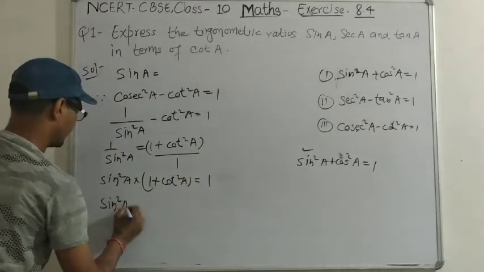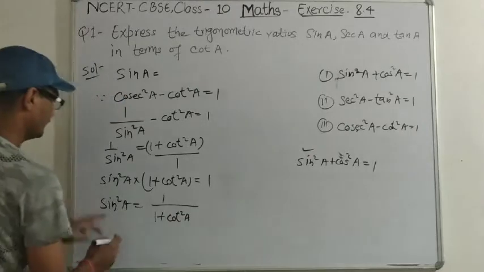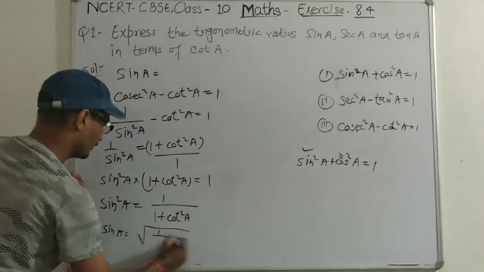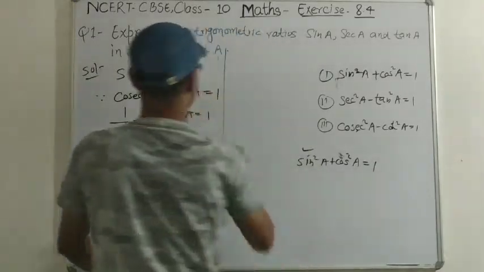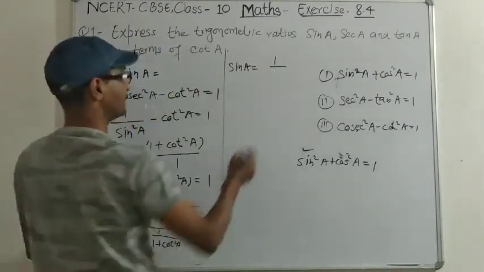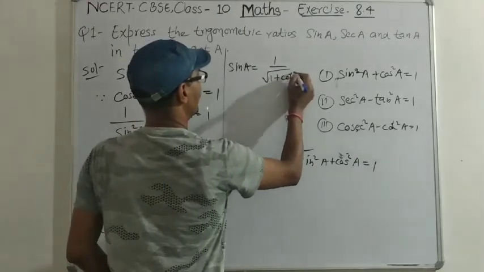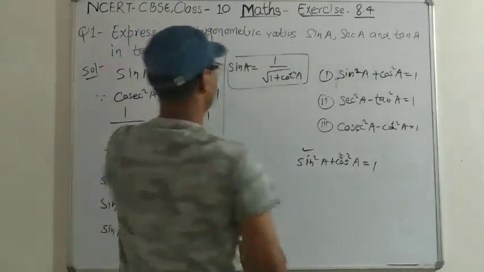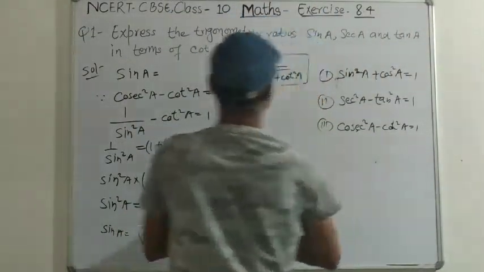So sin square A equal to 1 divided by 1 plus cot square A. Now sin A equals root over 1 by 1 plus cot square A. So sin A equals the square root of 1 is 1, the denominator's root cannot be taken, so it becomes 1 over root 1 plus cot square A. So it is the answer. We have solved sin A in terms of cot A. Cot A has come. So it was the solution of sin A. Now next, that is finished.